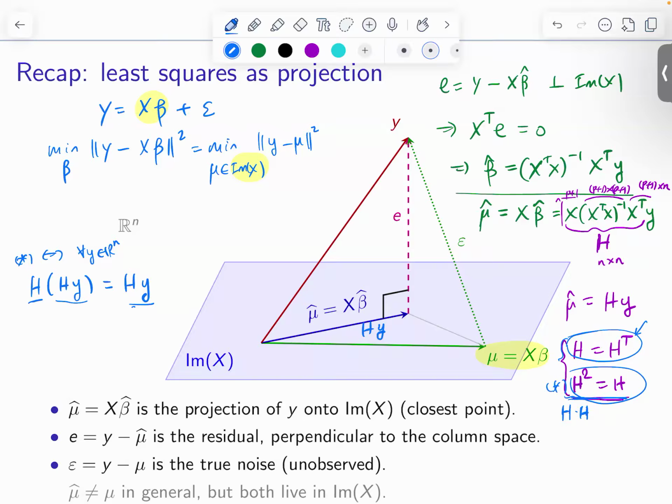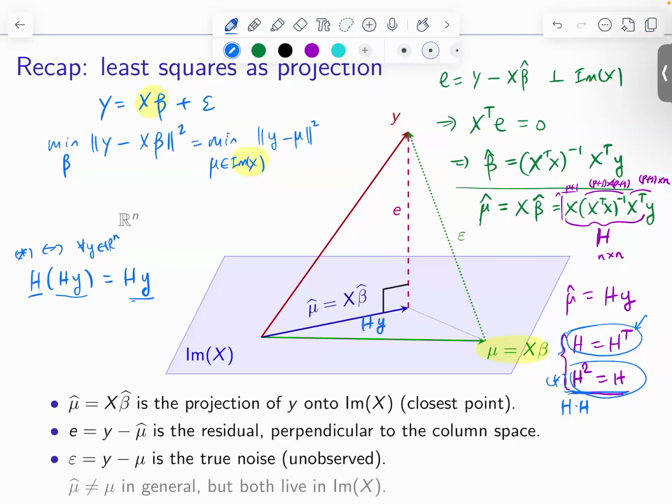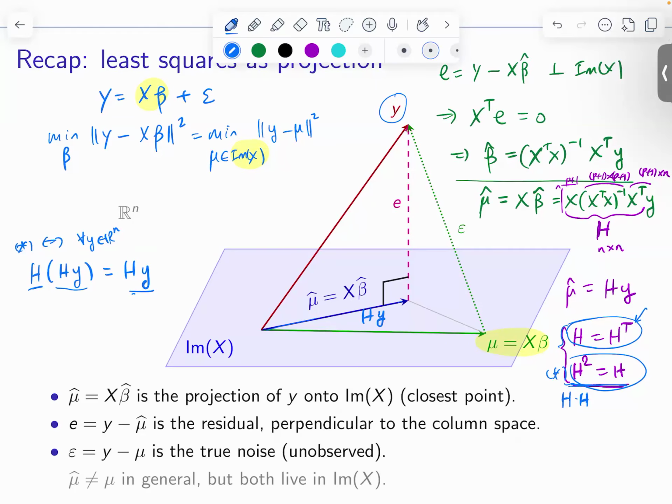In the idempotent operation, does the vector y change? The first time you apply it to y, you potentially change the vector and you get this. But if you apply it again to this vector, nothing happens; the vector is the same. H projects onto the image of X, which happens to also be equal to the image of H.